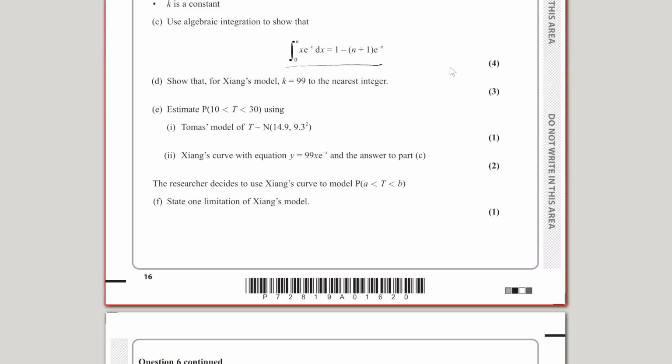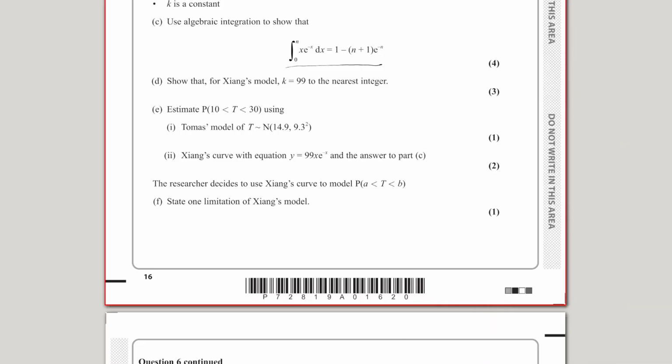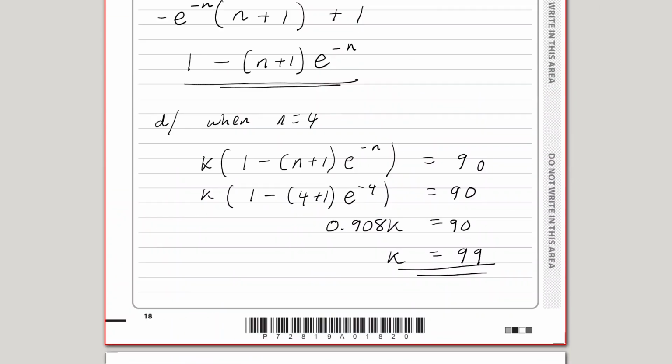Estimate P, the probability of the time being between 10 and 30 using Thomas's model, which is the normal distribution. So normal cumulative distribution between 10 and 30, standard deviation 9.3, mean 14.9, 0.649. So Thomas's model, 0.649.